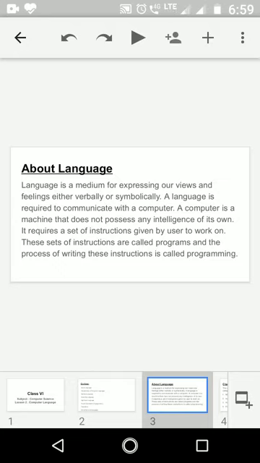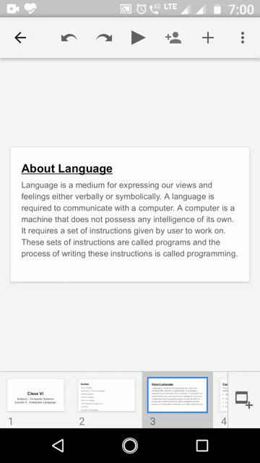But a computer is a machine which does not possess any intelligence of its own. So whatever we write, it should be in the form of some instructions, and a set of those instructions is called a computer program. These programs are made by programmers through a process of writing specific instructions known as programming.